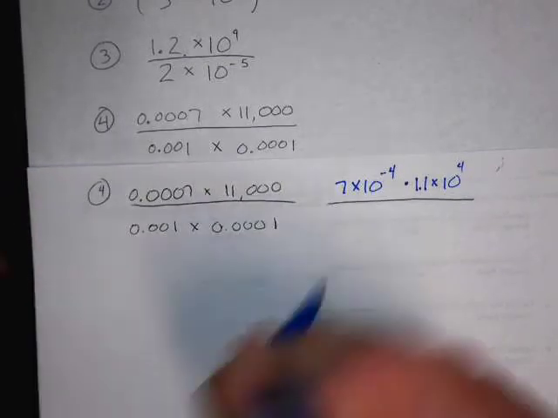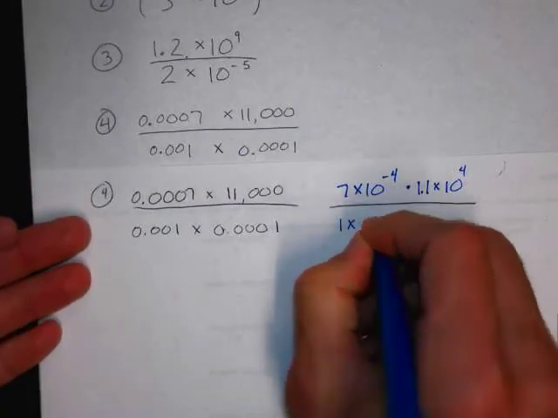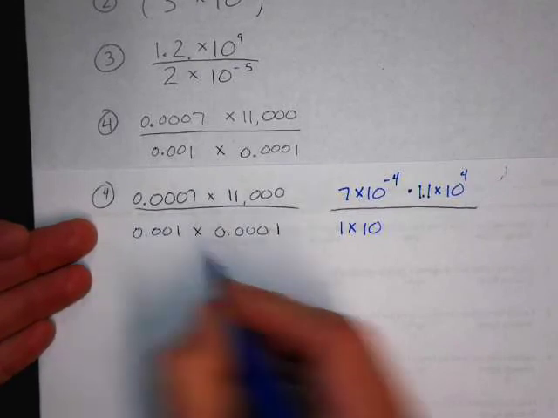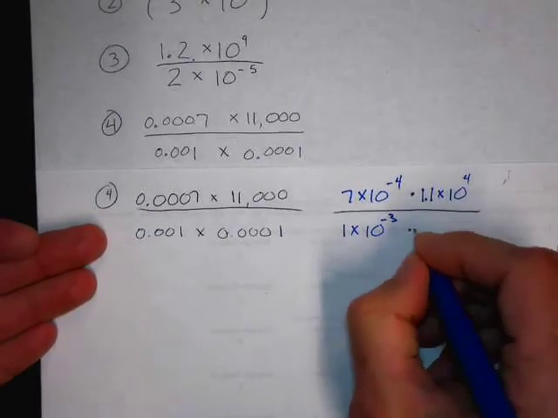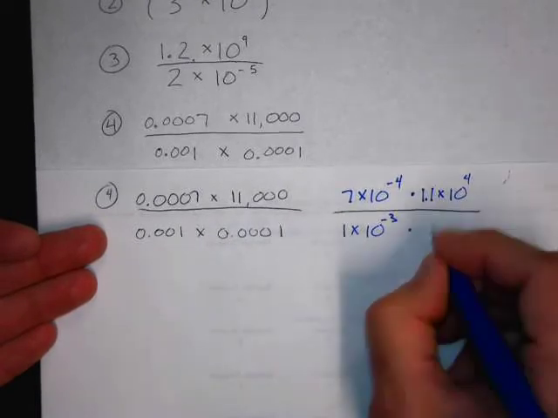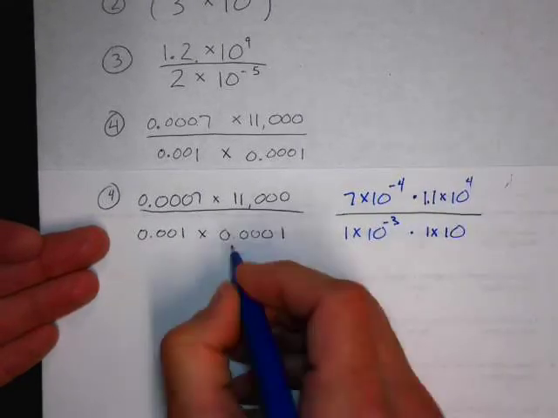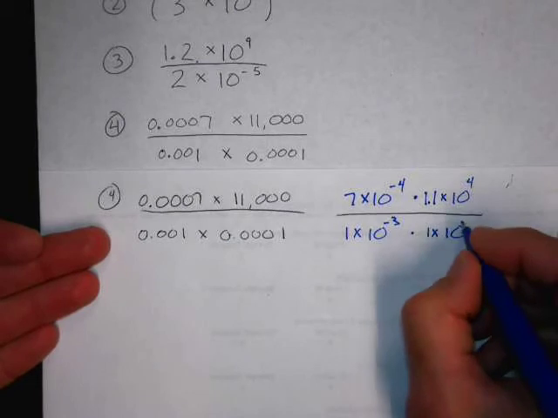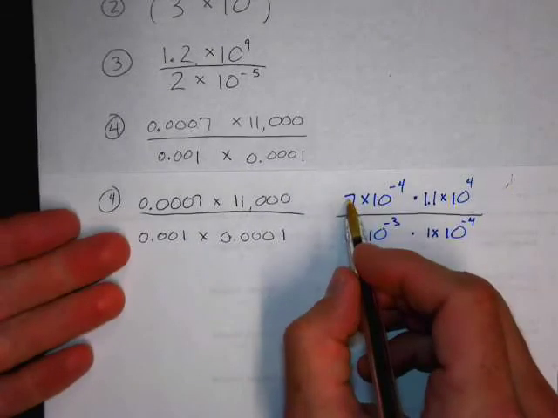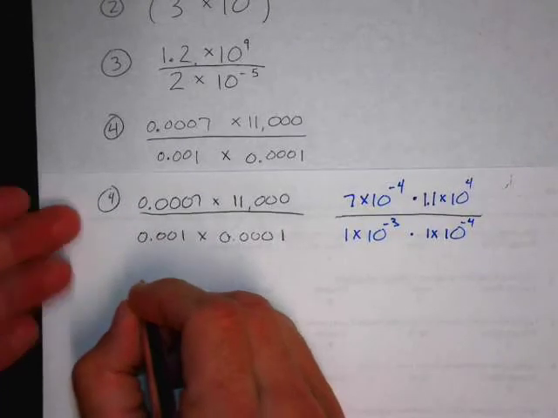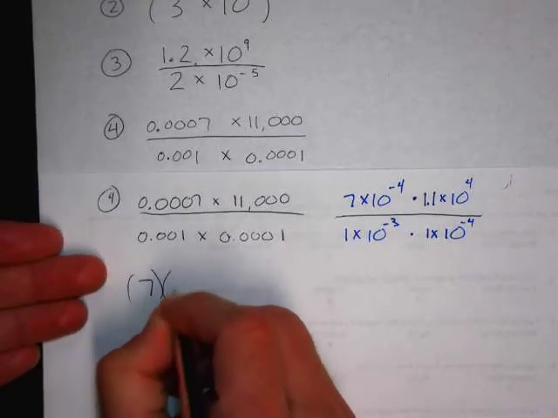0.001, which is actually 1 times 10 to the negative 3 power, times 1 times 10 to the negative 4 power. So we actually rewrote that whole thing in scientific notation first, and now we can start using some laws. So in the numerator, I can multiply 7 times 1.1.